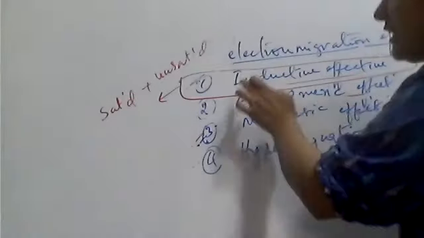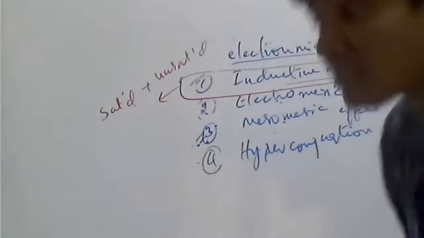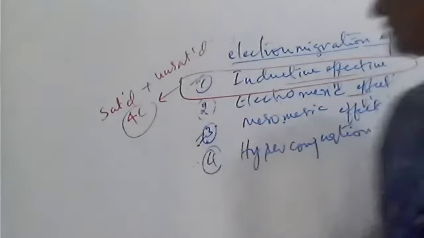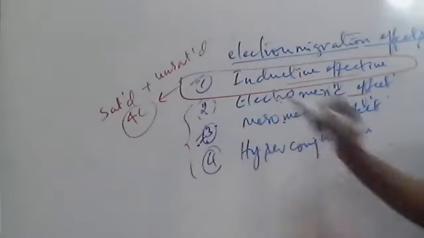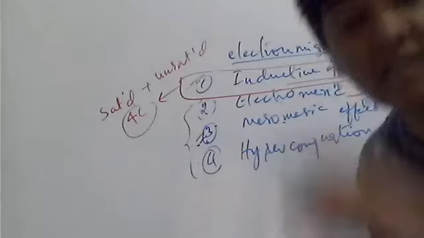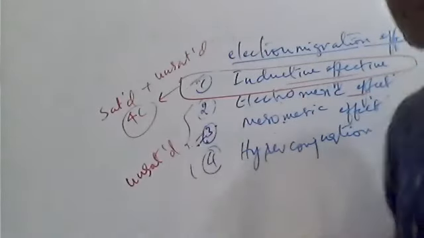So the inductive effect is seen in both saturated and unsaturated, and this is limited up to 4 carbons. Whereas the remaining 3, the electromeric effect, mesomeric effect and hyperconjugation, are seen in unsaturated.